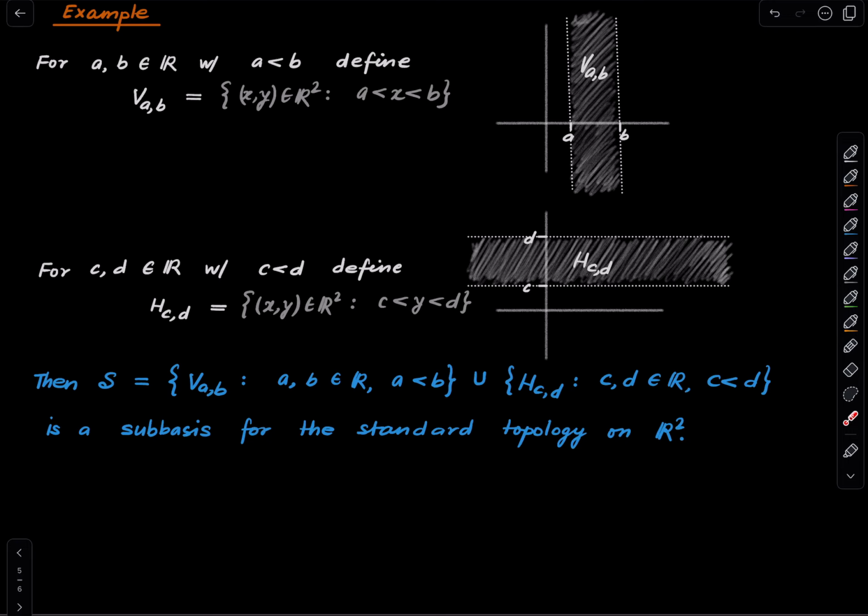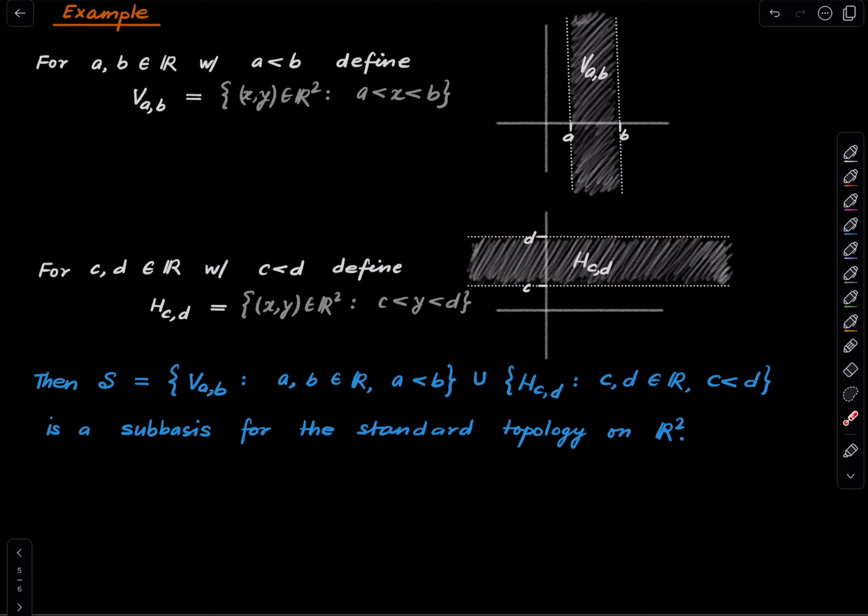Because if you just intersect two of the things, meaning one vertical strip and one horizontal strip, what you will get is a box-like object, a rectangular box, and each of those boxes is clearly an open set in R2 in the standard topology, right? Because every element in script S is open. This is an open set in the standard topology in R2, and this is also an open set in the standard topology on R2. Take that as an exercise if that is not immediately clear.